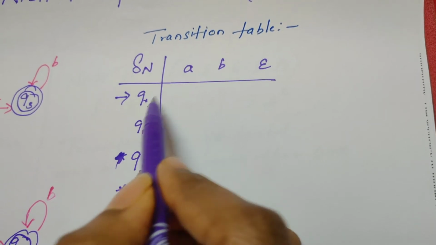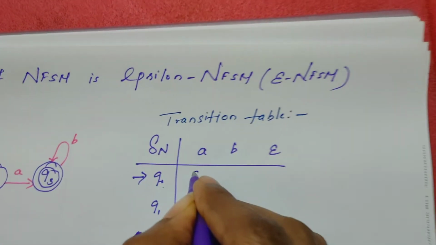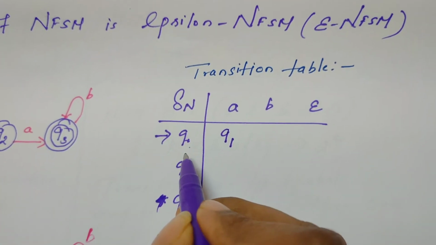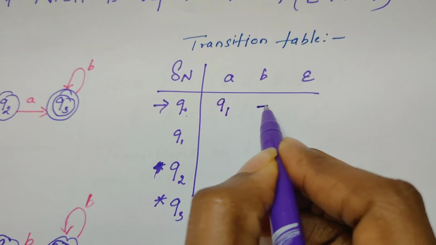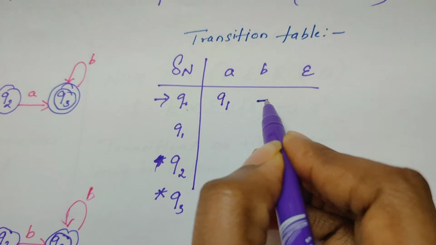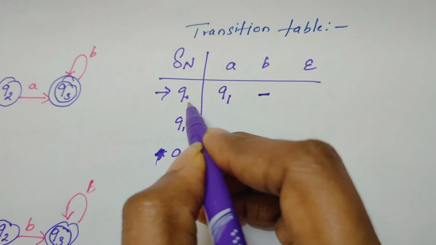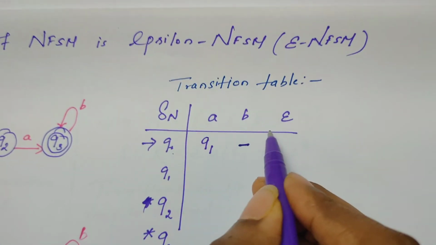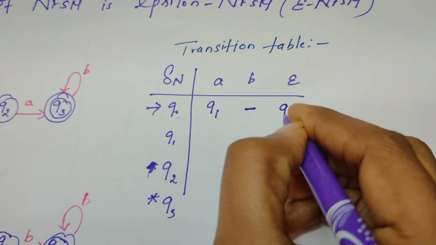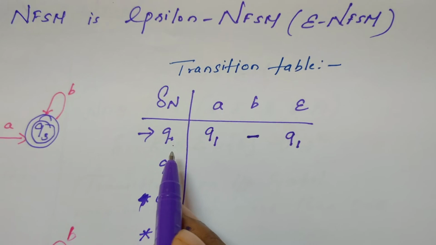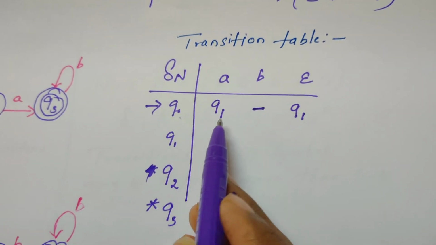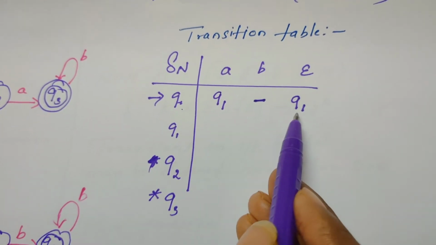From the state Q0 on reading A, it goes to Q1. From the state Q0 on reading B, there is no transition. I can indicate it by phi or I can leave it blank also. From the state Q0 on reading Epsilon also, it goes to Q1. So from the state Q0 on reading two symbols, either Epsilon or A, the machine goes to the state Q1.